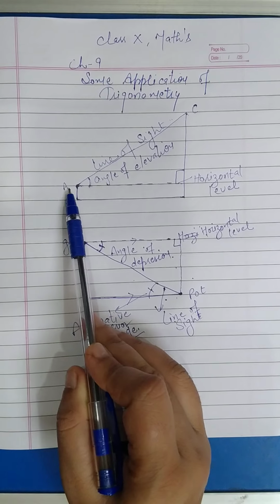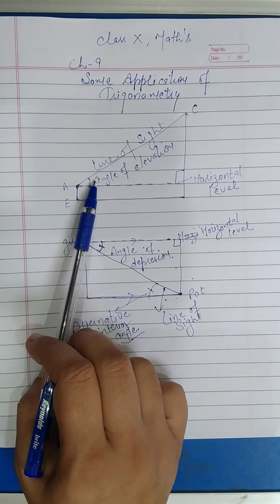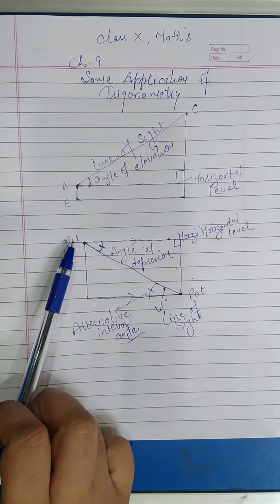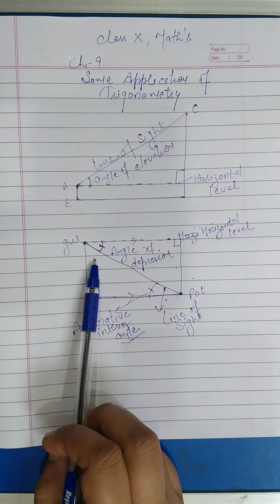The angle of depression and the angle of elevation always lie between the line of sight and the horizontal level. When a person is staring upward, that is the angle of elevation. But when a person is staring downwards, that is the angle of depression.